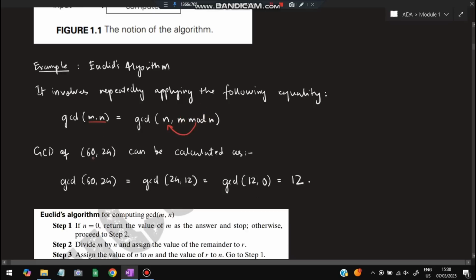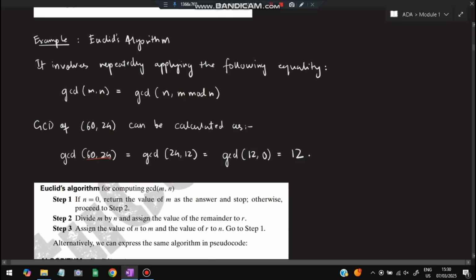For example, let's calculate the GCD of 60 and 24. First we write 60 and 24, then we divide 60 by 24 and get remainder 12. Then we find the GCD of 24 and 12. If we divide 24 by 12, we get the remainder 0. The GCD of any number and 0 is that same number, so we get 12 as the answer, and that 12 is also valid for 60 and 24. 12 is the greatest number which divides both 60 and 24.